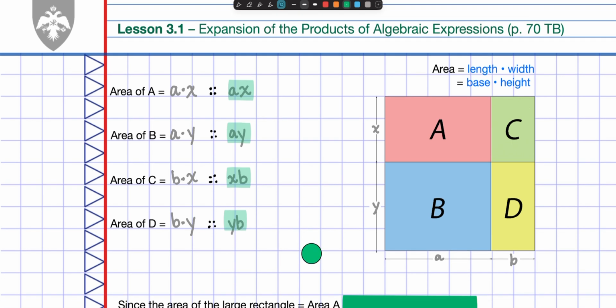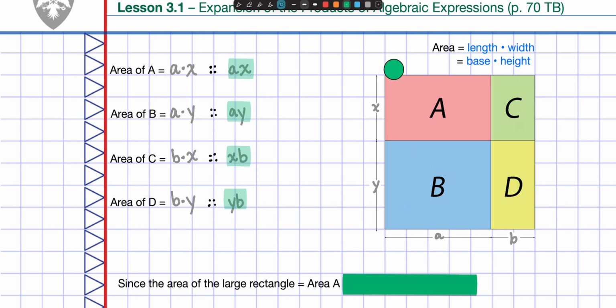Well, a couple things. First of all, what if we wanted to find the area of the entire rectangle? Just now we broke it up into 4 different areas. What if we wanted to find the whole thing? Well, we would multiply the entire height by the entire base. Now, what expression could we generate from that? We would get A plus B multiplied by x plus y.